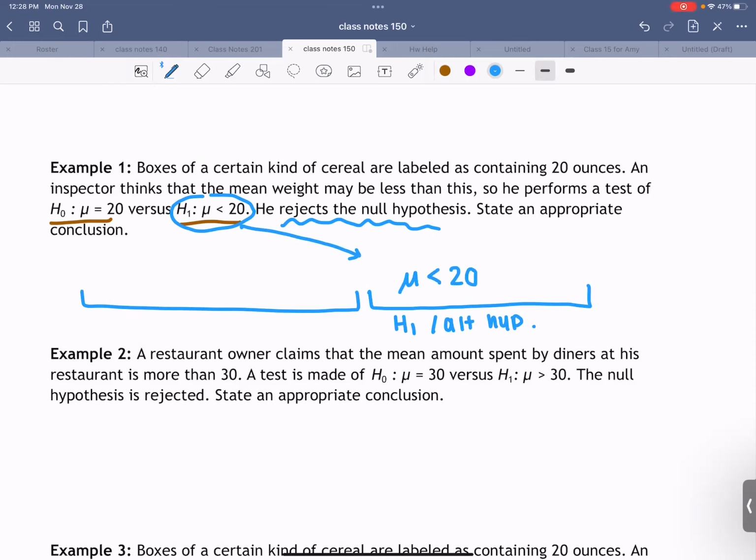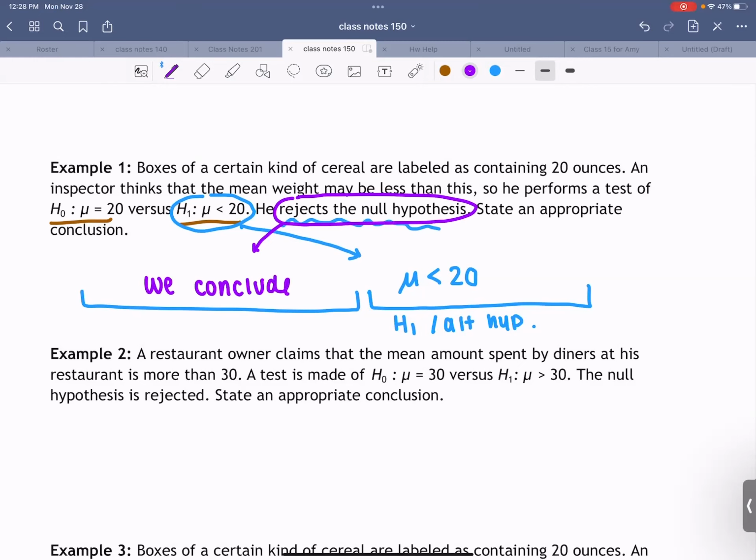And that's it. Now, for the beginning of the sentence, we're going to look to see if we reject or fail to reject the null hypothesis. If we reject the null hypothesis, we're going to start our sentence with this. We conclude.